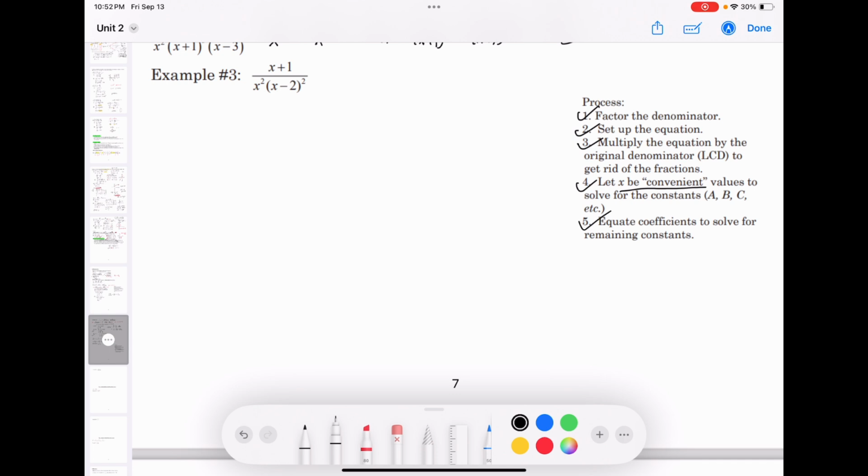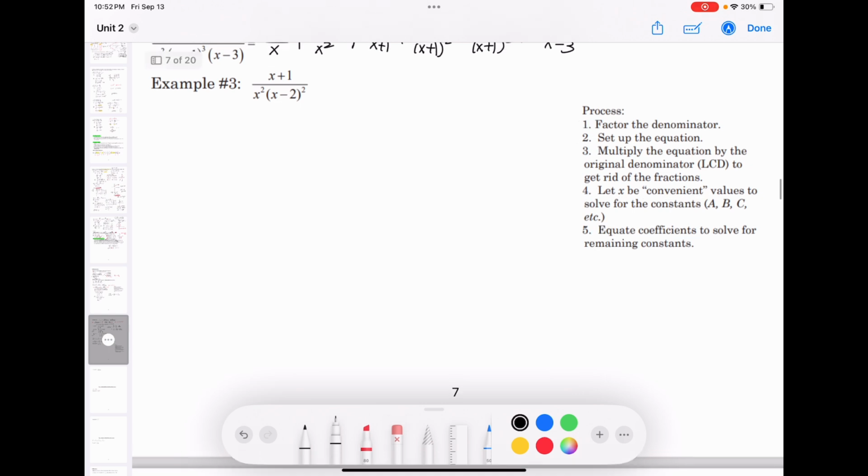Number 5, after finding the convenient values, we can solve maybe one or two of the A, B, C, or D's, but we may not find all of them. That means the last step is to equate the coefficients to solve for the remaining constants. We'll talk about this one in the example. So first, let's factor the denominator. Yes, the denominator has been factored.